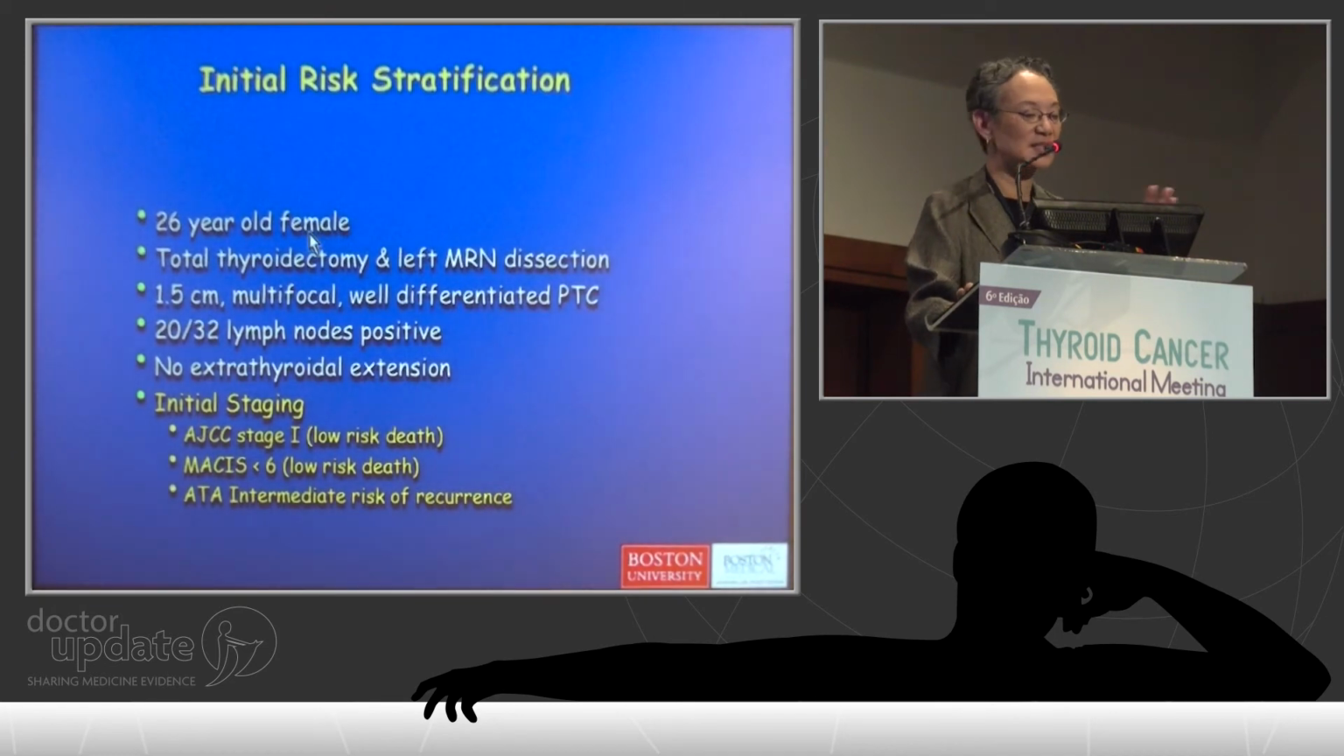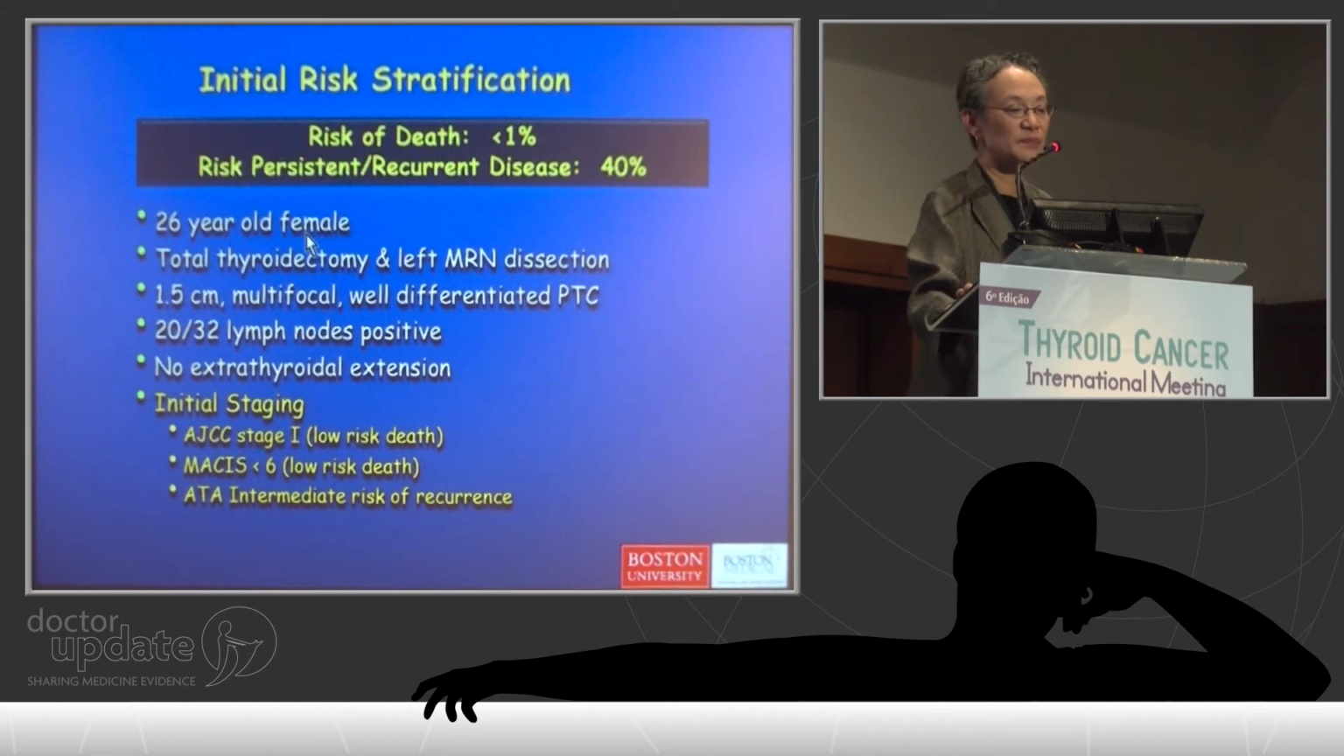Okay, so again, this is the same patient we looked at. Based on these estimates, we think her risk of death is extremely low, less than 1%. But her risk of recurrent or persistent disease is around the 40% range. Now, most of it's going to be biochemical, although there is a certain fraction, probably about 20%, which will be structural disease.